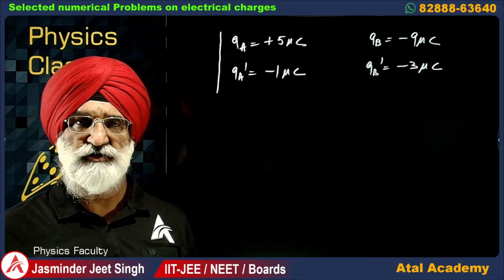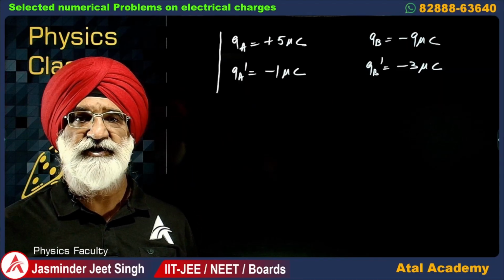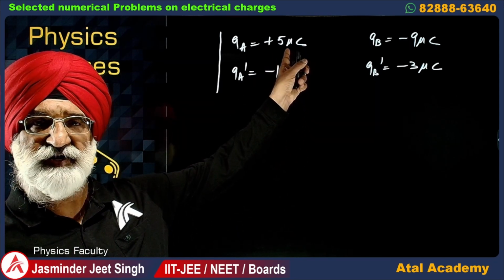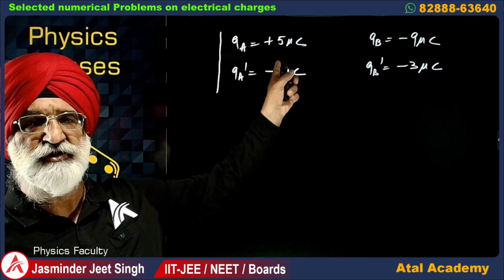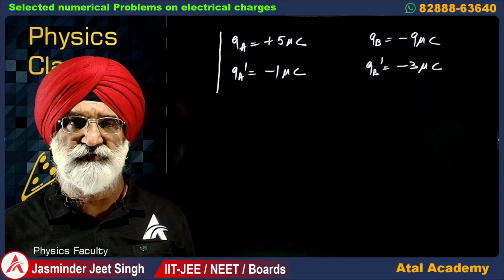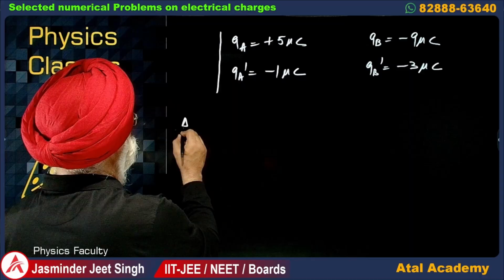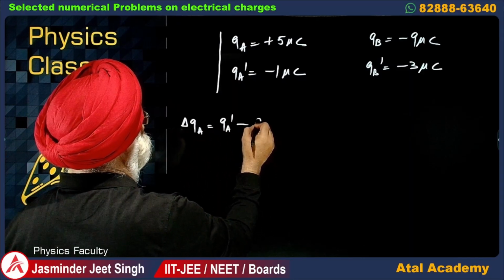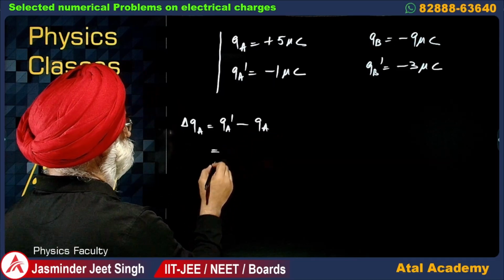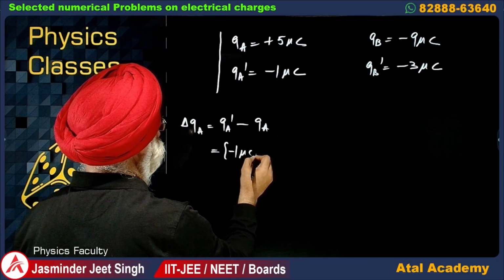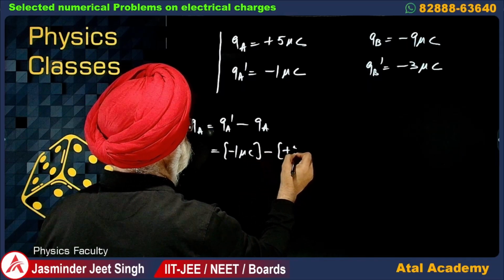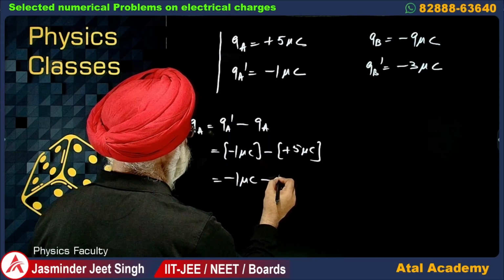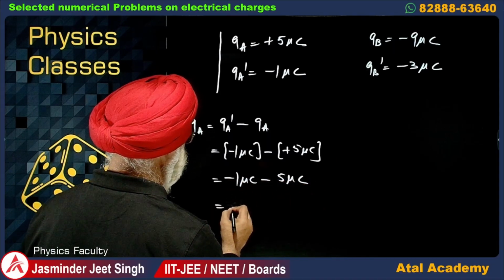Now it shows how much charge is being transferred from which body to which body. Here it was plus 5 microcoulomb earlier. Now the final charge is minus 1 microcoulomb. Now what will be the change in the charge on conductor A? Final charge on conductor A minus initial charge on conductor A. Final charge on conductor A is minus 1 microcoulomb, and initial charge is plus 5 microcoulomb. If you solve it, it will be minus 1 microcoulomb minus 5 microcoulomb, which is minus 6 microcoulomb.